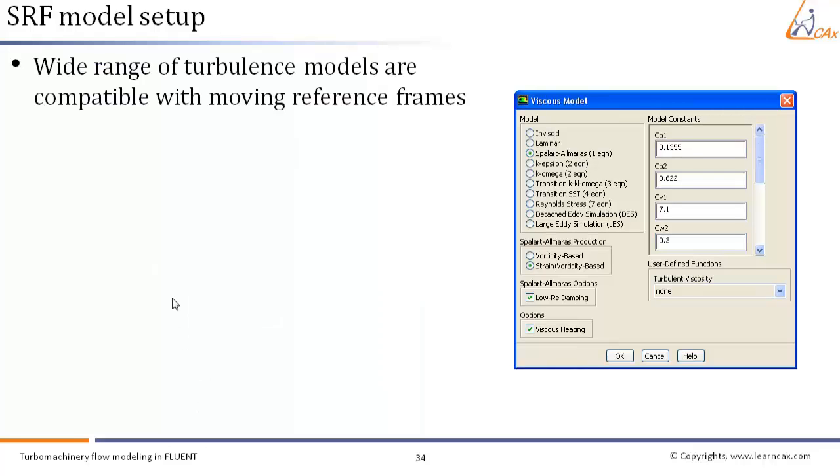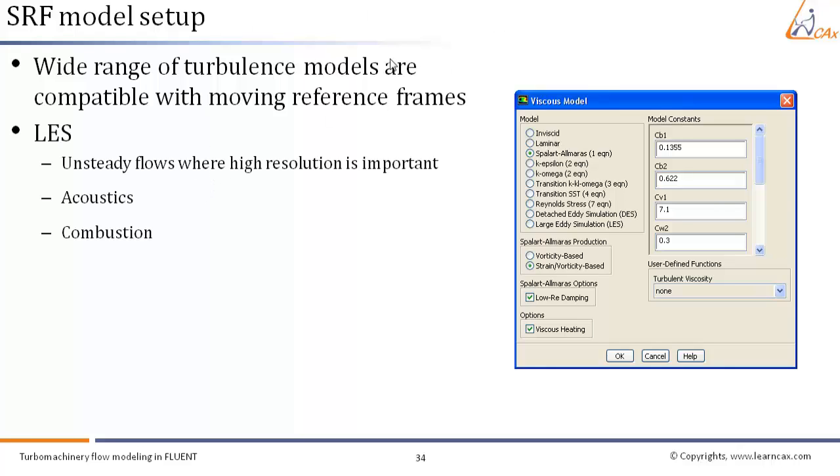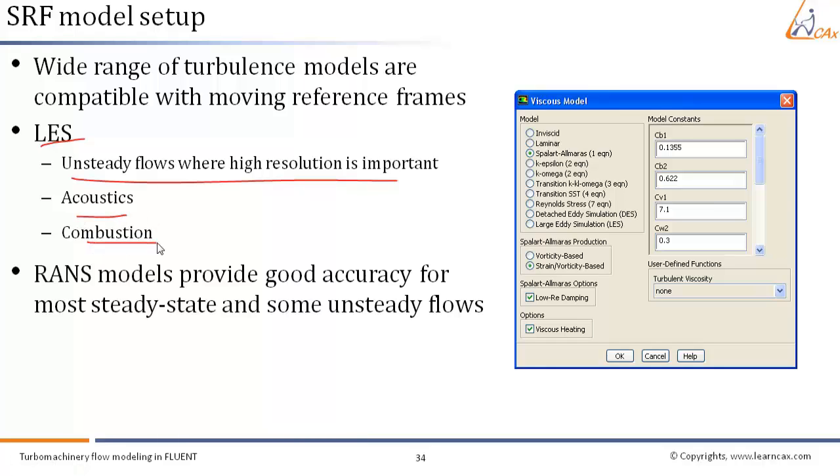After setting up the single reference frame model settings and boundary conditions, the next settings are with respect to the turbulence model that we are going to use. A wide range of turbulence models are compatible with the moving reference frame model. We use LES for unsteady flows where high resolution is important, like acoustics and combustion. We use RANS based models like K epsilon, K omega, K omega SST, and the Reynolds stress model. Those can provide good accuracy for most steady state and unsteady state problems as well.